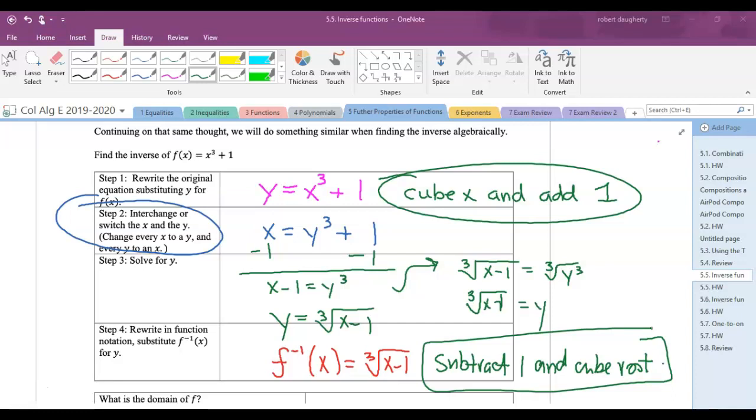How do you invert that? School to home. You just backtrack. So that's all we're doing, just backtracking that thing. That's all the inverse function really does.